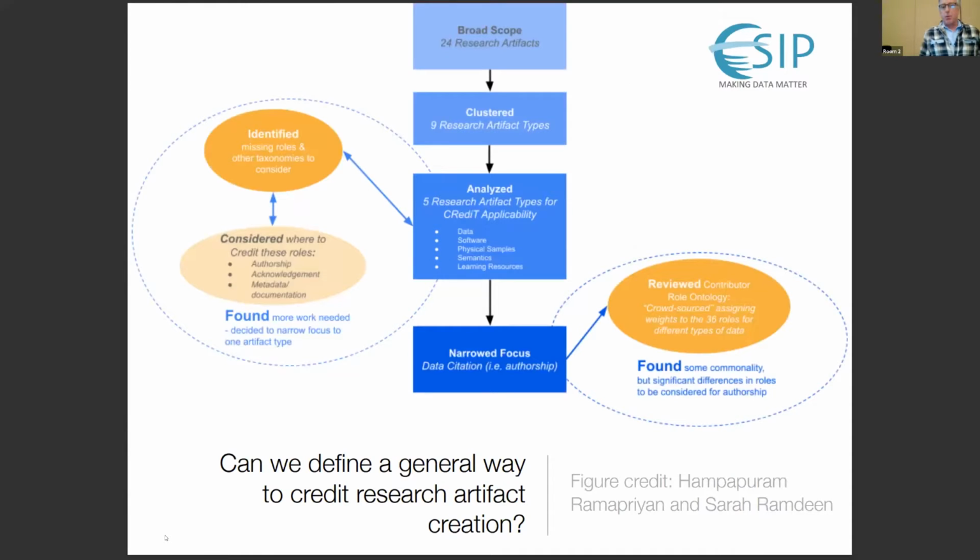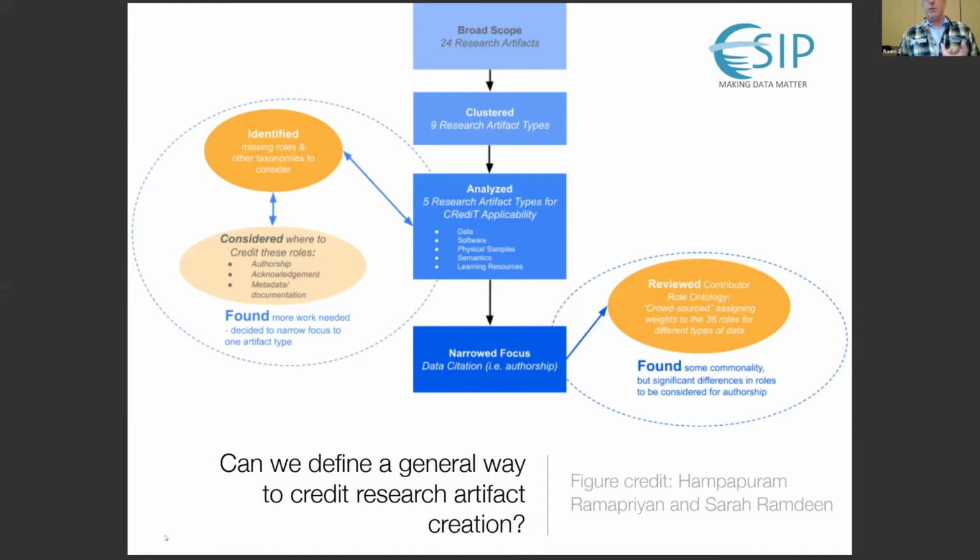So here's the basic approach we took. The question was, can we define a general way to credit research artifacts? We started by defining what we meant by research artifacts, and we came up with 24 different ones because we were pretty granular, like models, software, services, data, et cetera. We then clustered those down into 9 clusters of artifacts, and then boiled that down to 5 for the purposes of a face-to-face meeting that we wanted to look at in detail.